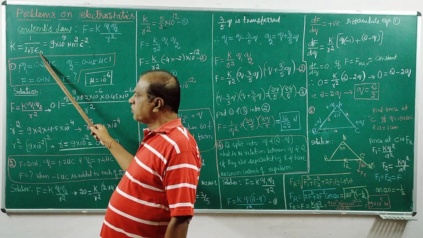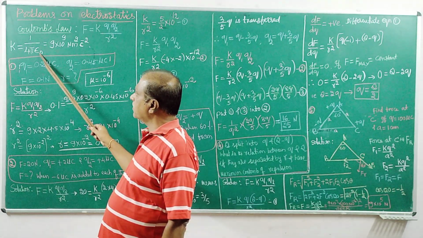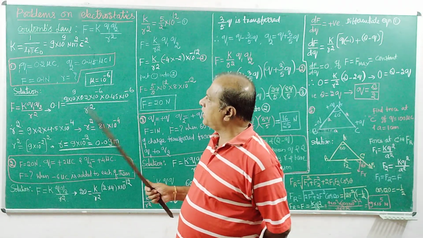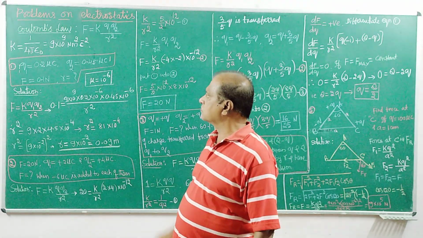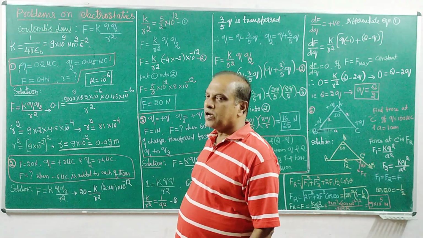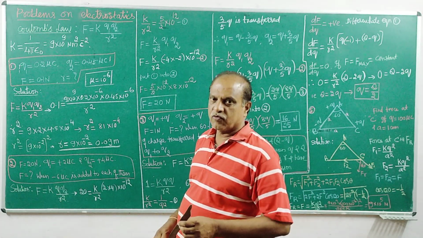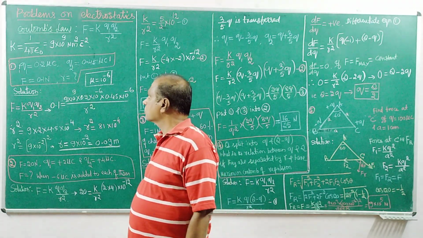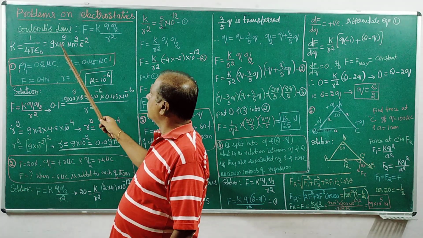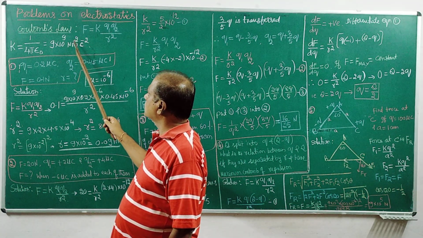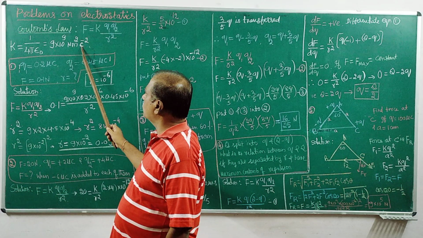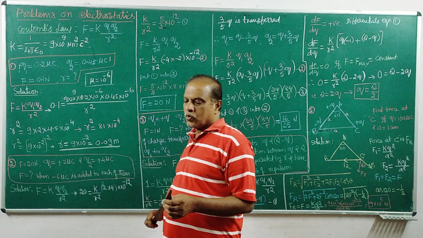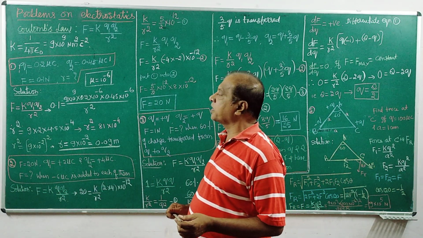Epsilon naught stands for the permittivity of free space. If you take epsilon, it becomes the permittivity for any medium that exists between the two charges. The value of K for free space, in SI units, is 9 into 10 to the power of 9 Newton square meter per square coulomb. This value must be known to solve the problem.